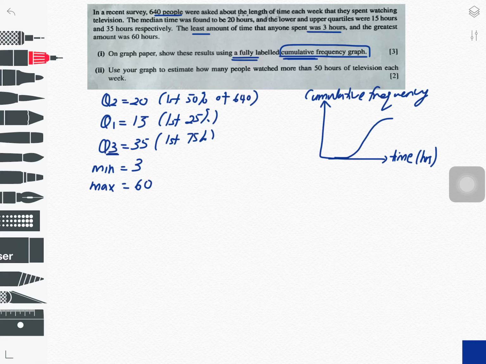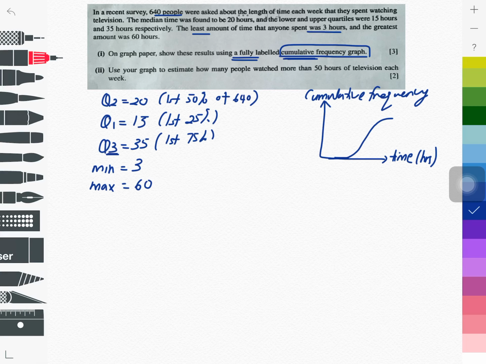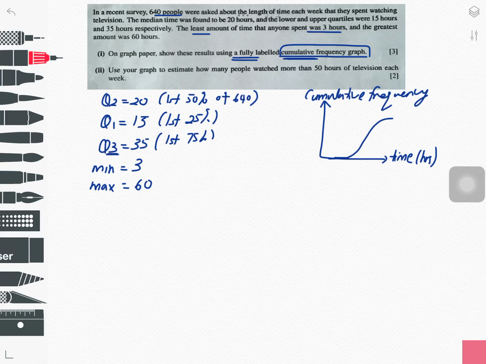How do I get the points? What information did they give me? They only gave me Q2, Q1, Q3, minimum and maximum. Minimum means lowest, right? So how many people use 3 hours to watch? Do you know? You don't know. So what you're going to do is just 3, 0. Remember, the x-axis is the hour, the y-axis is cumulative frequency. So do a table like that.